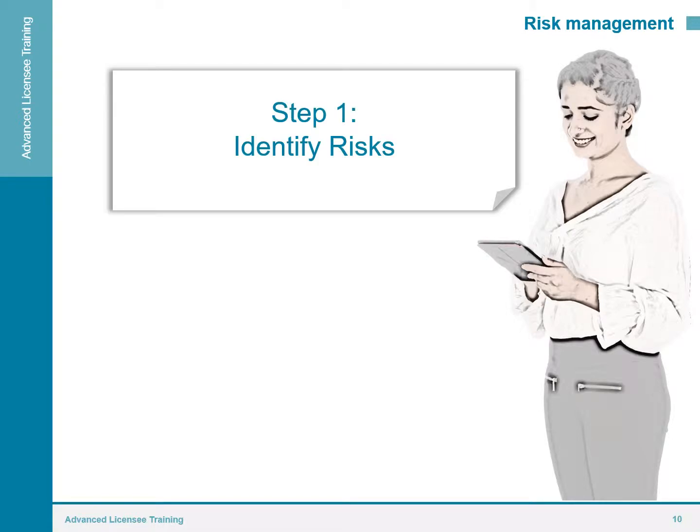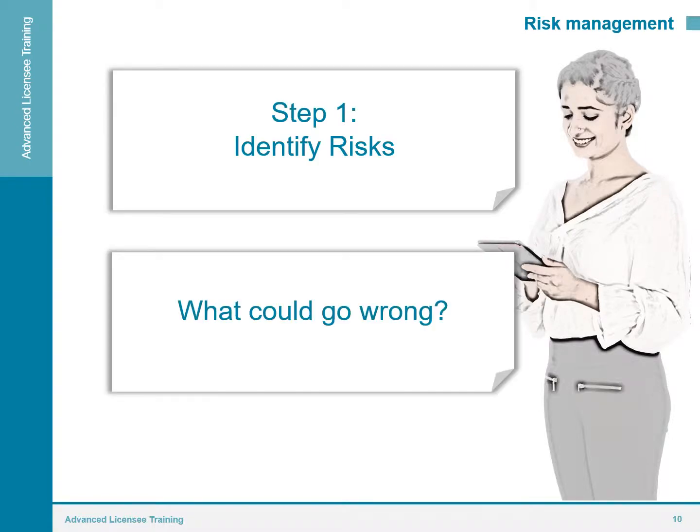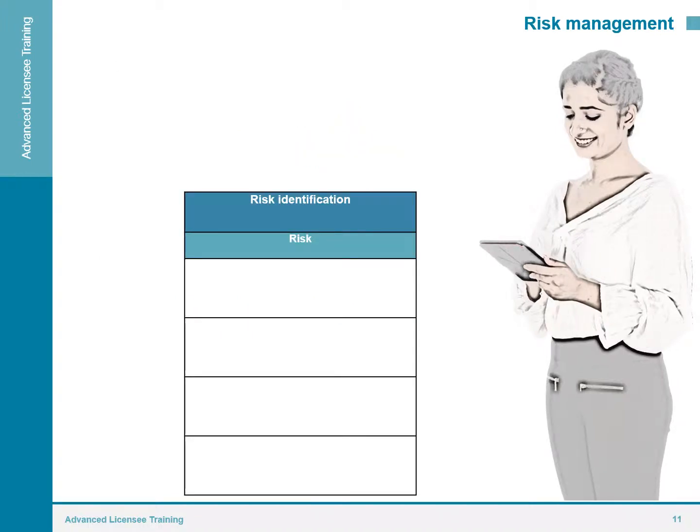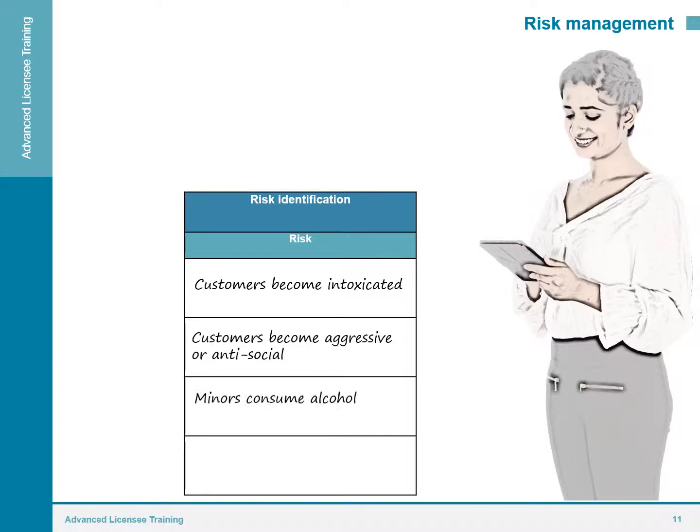Step 1, identify risks. What could go wrong with this event? Let's have a look at a couple of things that pose serious risks to the business. Customers become intoxicated. Customers become aggressive or antisocial. Minors consume alcohol.